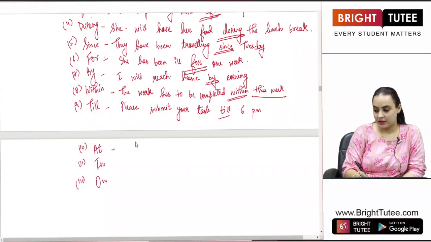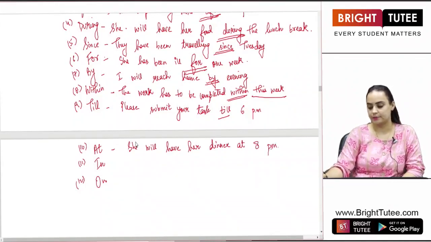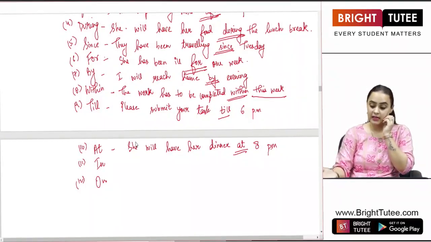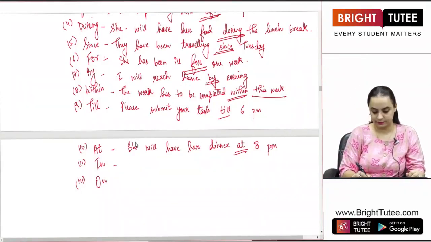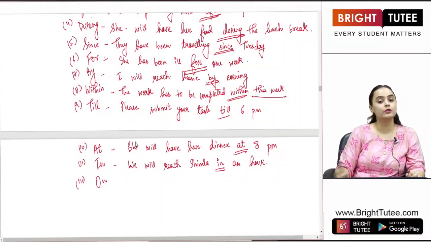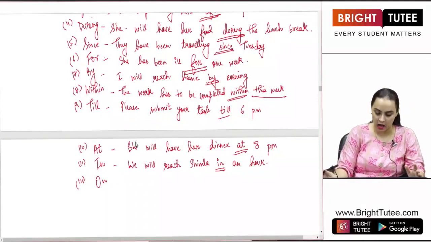At. She will have her dinner at 8 p.m. So again, at is the preposition of time, which is telling me about the time when she will have her dinner. In, if I give you the example for in, we will reach Shimla in an hour. So when are we going to reach Shimla? In an hour. So the time for me to reach Shimla is an hour.